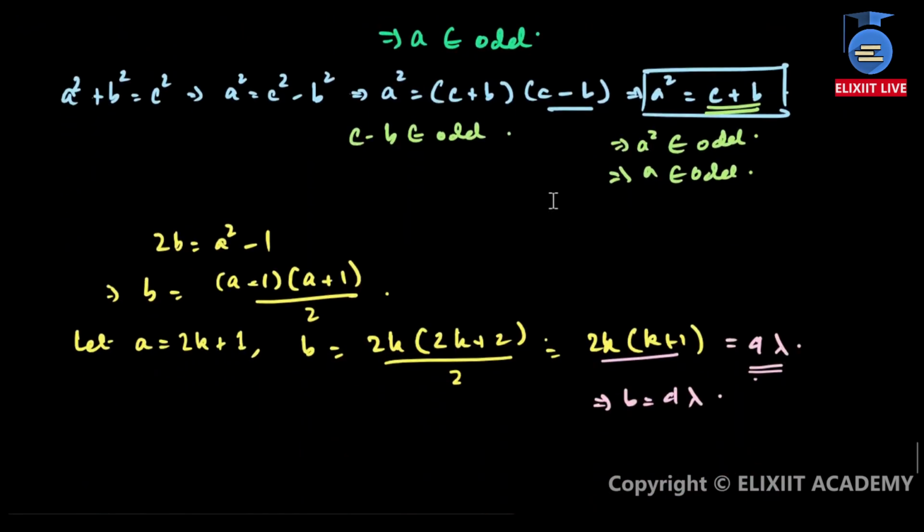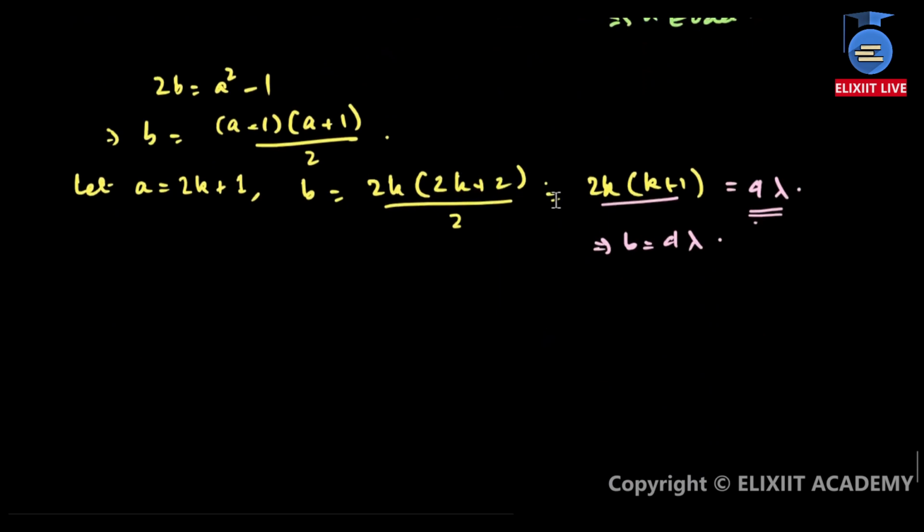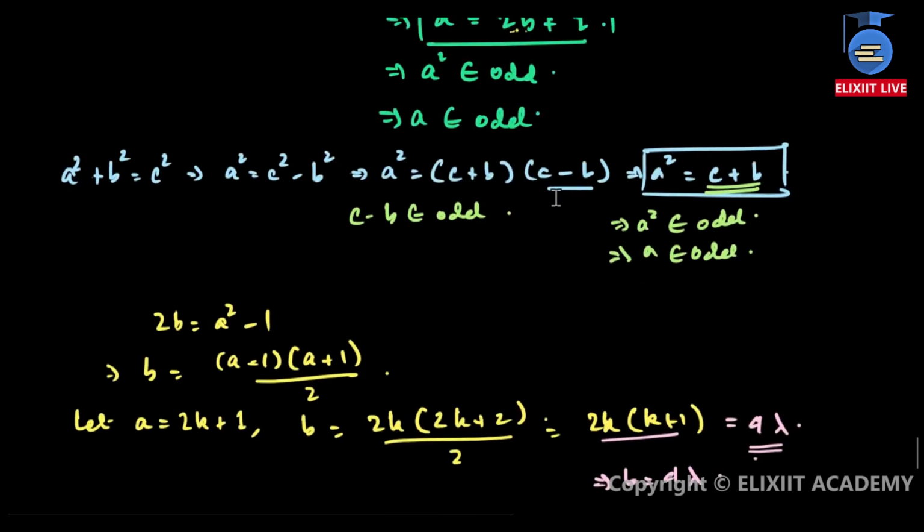There is one more way of proving this thing. In case you remember the properties of congruences we have done, there is one more, a small, short way of proving this. We have a square given to be 2b plus 1. It's an odd number basically, which means a is an odd number.